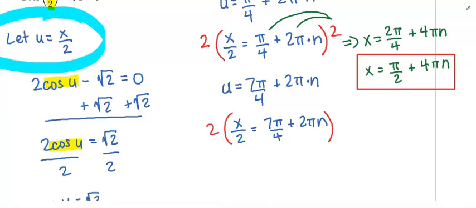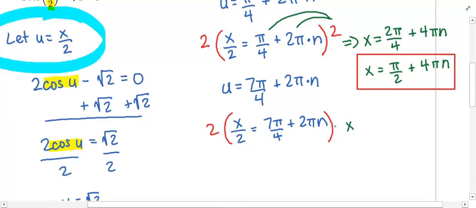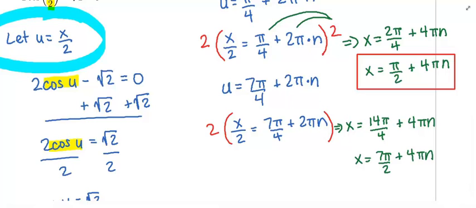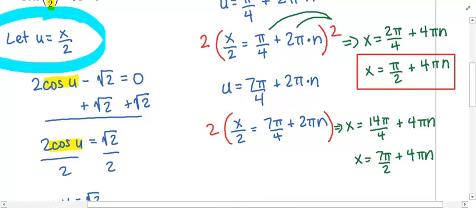We need to distribute here. So this is going to be x equals, if we distribute the 2, we're going to get 14 pi over 4 plus 4 pi n. Okay, if you simplify this, 14 and 4 are both divisible by 2, so you're going to get 7 pi over 2 plus 4 pi n. So this is the other statement for all solutions.